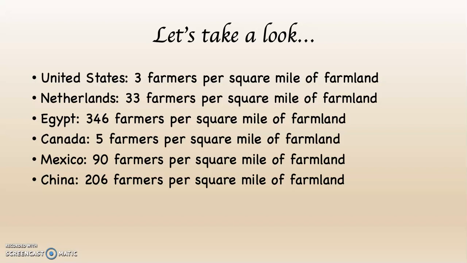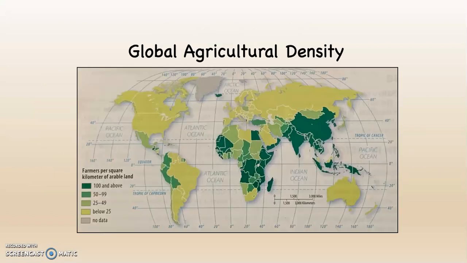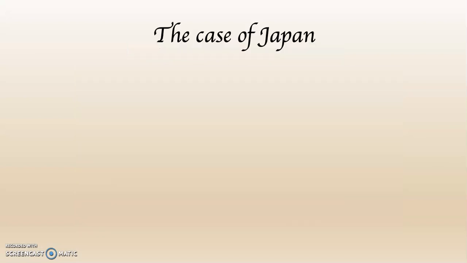This now is telling us something, because you can see the Netherlands, while it has a high population density, arithmetic density, and physiological density, does not use lots and lots of farmers because it has a mechanized agricultural system. This is the global agricultural density. Again, the darker the green, the greater the agricultural density. And then the lighter the colors, the less the agricultural density.